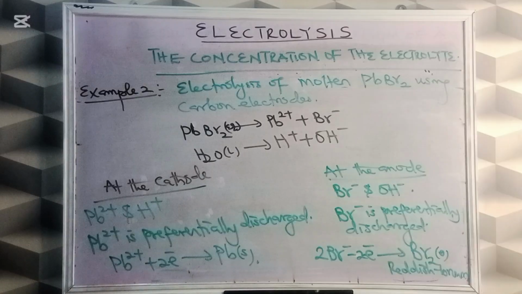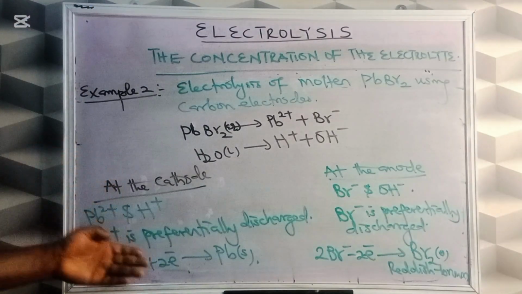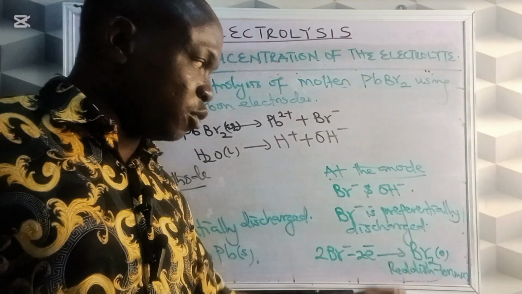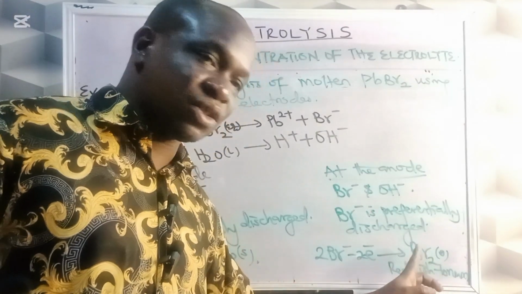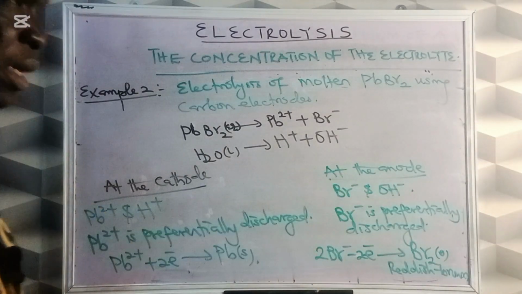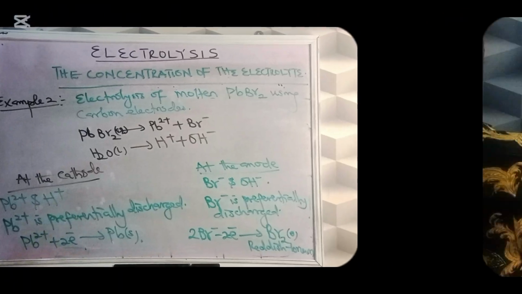This is the electrolysis of molten lead(II) bromide using carbon electrodes. Please take note of that. At the cathode, what happens? Lead is deposited at the cathode, while at the anode, a reddish brown gas, bromine gas, is liberated. That is the chemistry of the reaction.